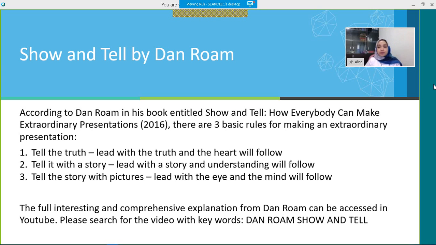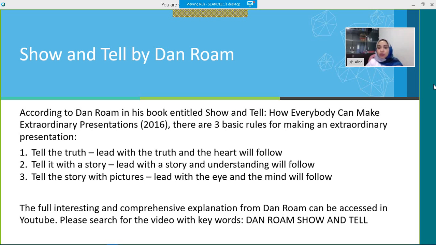So Dan Rome, in his book entitled Show and Tell: How Everybody Can Make Extraordinary Presentations, released in 2016, gives three basic rules for making an extraordinary presentation. The first one is tell the truth: lead with the truth, and the heart will follow. The second one is tell it with a story: lead with a story, and understanding will follow. The third one is tell the story with pictures: lead with the eyes, and the mind will follow.